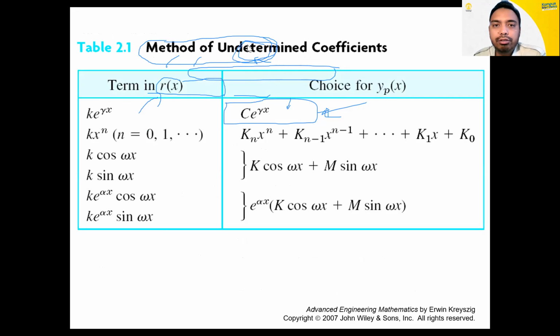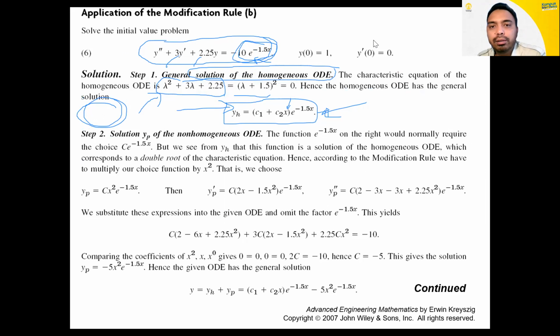They are in this form, so the solution will be in this form also, which is exponential functions. So we determine e to the power of minus 1.5x is the r(x). So the form will be somewhat like this, which is c e to the power of minus 1.5x.